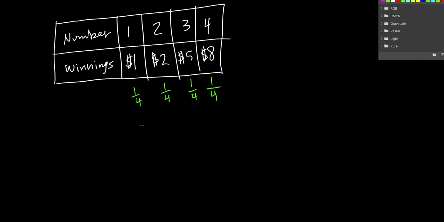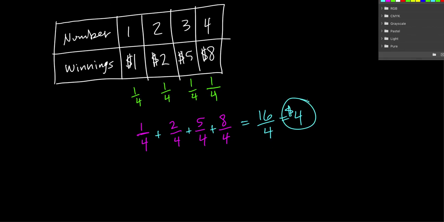Okay, so if we do 1 times 1/4, we get 1/4. If we do 2 times 1/4, we get 2/4. And then 5/4 and 8/4. Okay, we add these together now to get our expected value. And so 8, 10, 15, 16. 16/4, which is going to be $4. So you're expected to get a return of $4 every time you play the game.